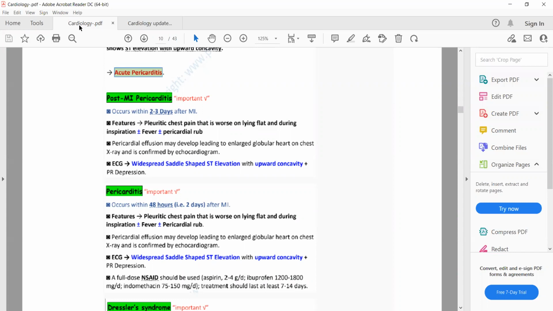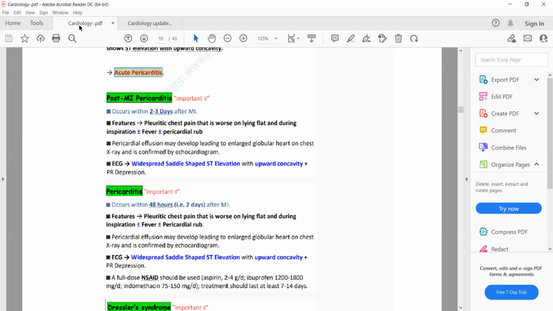There are two ways by which you can confirm your diagnosis. Remember that pericarditis can lead to accumulation of fluid in the pericardial cavity, which is called pericardial effusion. So, if a patient presents to you with these features 2 or 3 days after MI, then you can confirm the diagnosis by performing a chest X-ray. A chest X-ray will show an enlarged globular heart because of accumulation of fluid in the pericardial cavity. And you can also confirm it by performing an ECG.